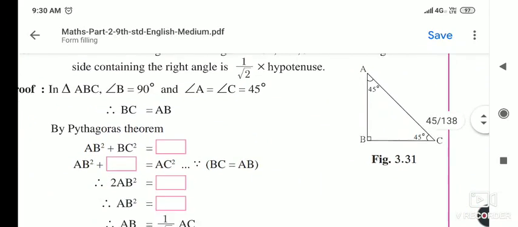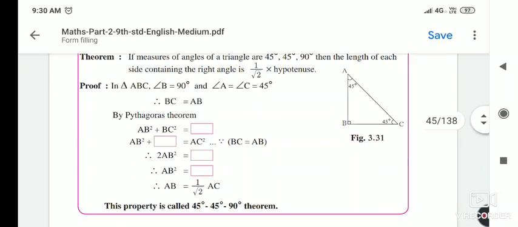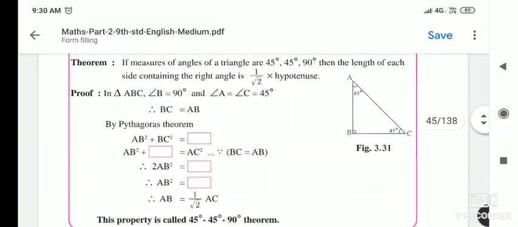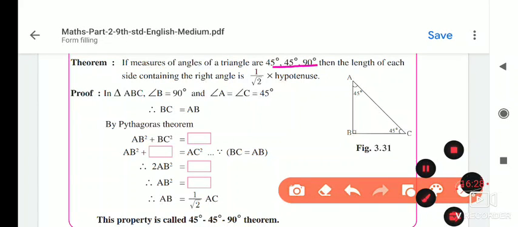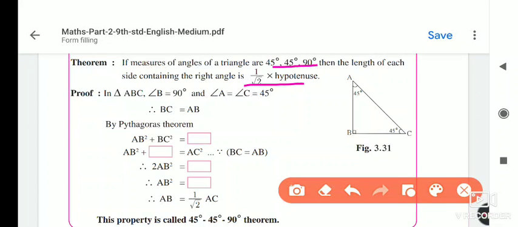Now we will see the next point. The next point is the 45, 45, 90 triangle theorem. In your compass box, one triangle is a 30, 60, 90 set square, and another is a 45, 45, 90 set square. If the measures of the triangle's angles are 45, 45, 90 degrees, then the length of each side containing the right angle is how much? 1 upon root 2 of the hypotenuse.